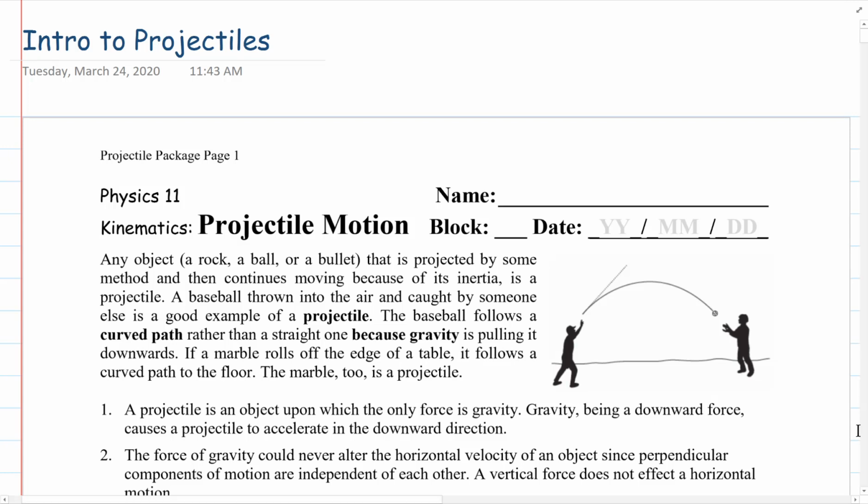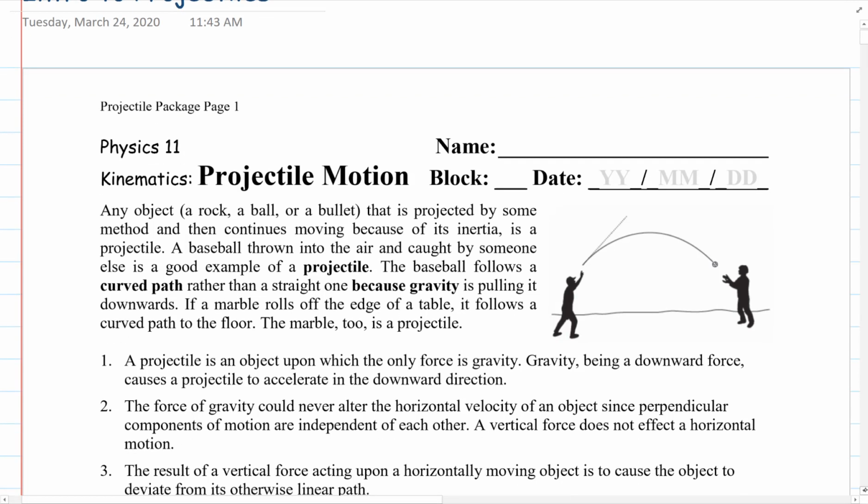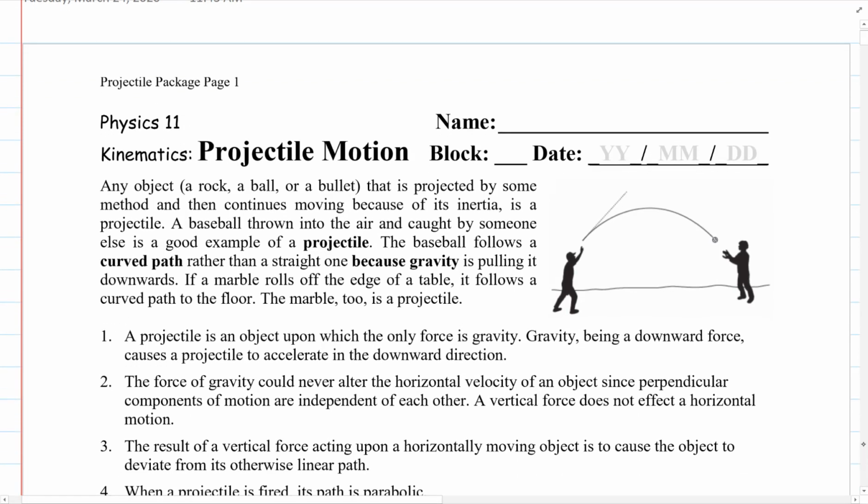So you should have this package. If you don't, I'll see if I can put a link to downloading it in the section below. Projectile motion. Any rock, any boulder, any object that is projected by some method then continues moving along because of its inertia is a projectile. A baseball thrown in air is an example of this projectile. So read that through.